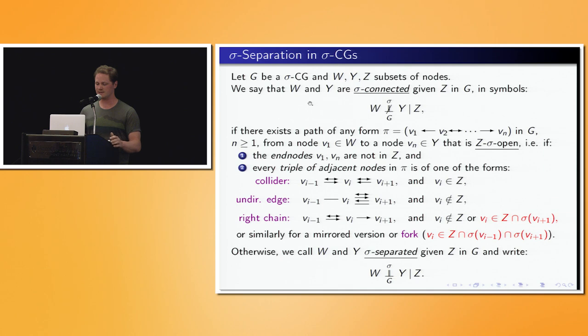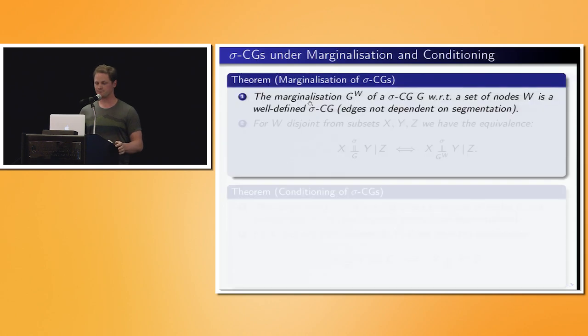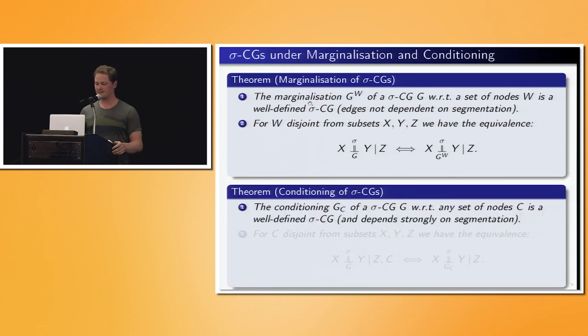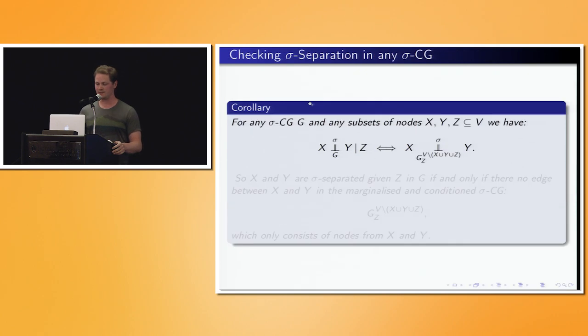If all of this does not hold, we say that W and Y are sigma separated given Z in this sigma connection graph. And they have very good properties. Sigma separation and sigma connection graphs are stable under marginalization and conditioning, and we have operators for them.